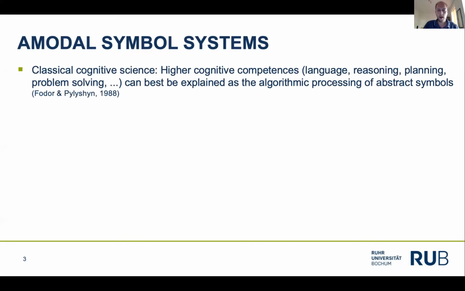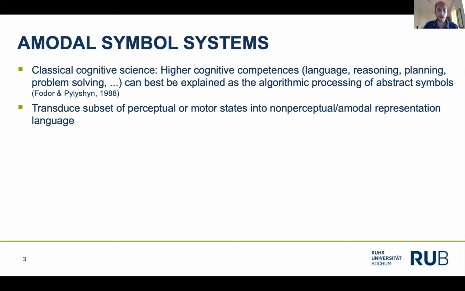According to this view, the higher cognitive competences, which include things like language, reasoning, planning, or problem solving, can best be explained as the algorithmic processing of abstract symbols. So the idea is that the perceptual or motor states which underlie the more low-level cognitive functions that we've seen so far are transduced into a non-perceptual or amodal representational language. So amodal here means that it's a symbolic language where the symbols bear no relationship to the actual perceptual or motor states that gave rise to them.